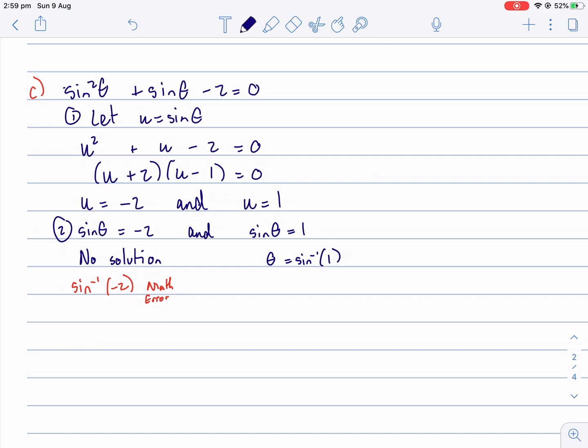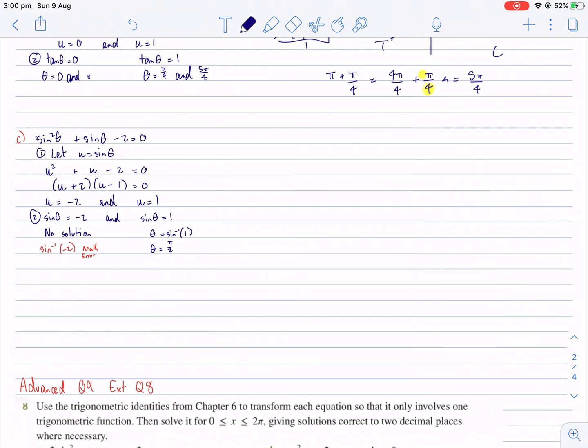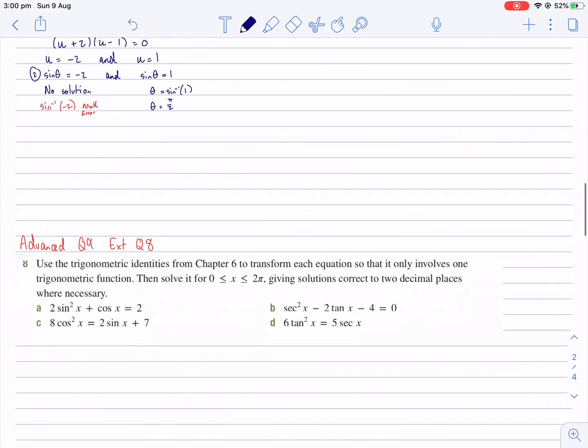Do it in your calculator if you're unsure, and I usually do that with these ones. Now 1.57 is the same as pi on 2. Which makes sense, because this is 1, this is 1, this means this must be 0, so we must be straight up. And if it was going down, it would have been negative 1. So theta equals pi on 2 is our only solution.